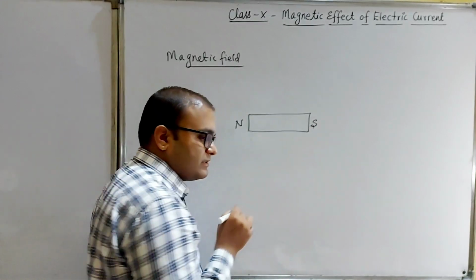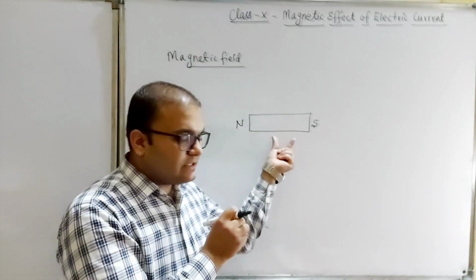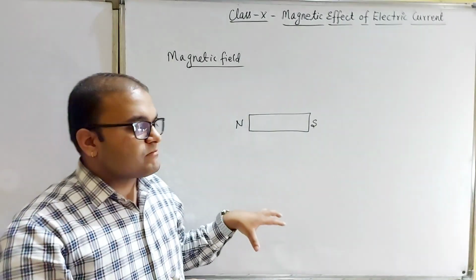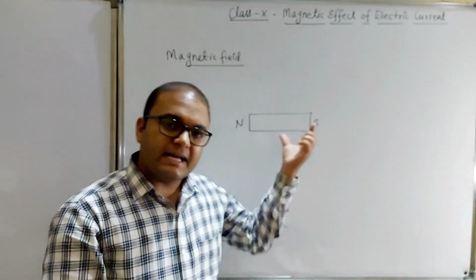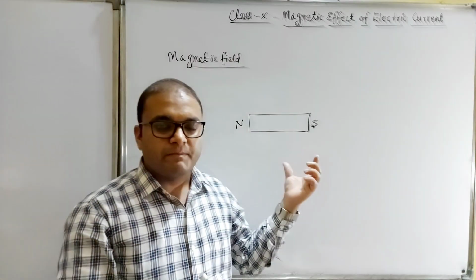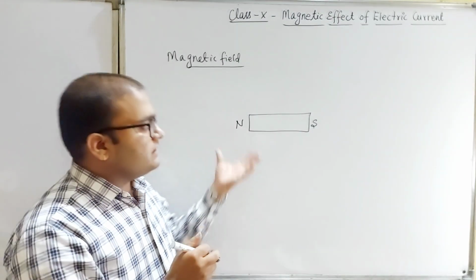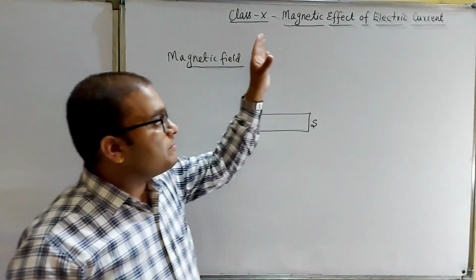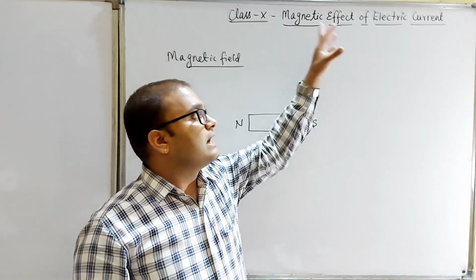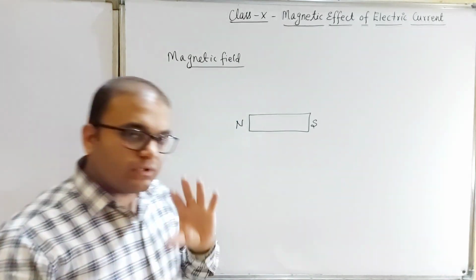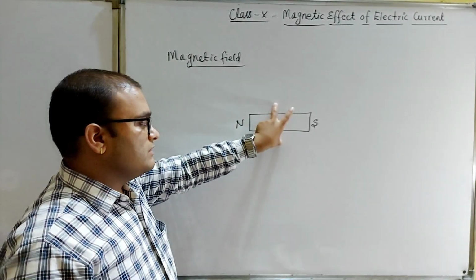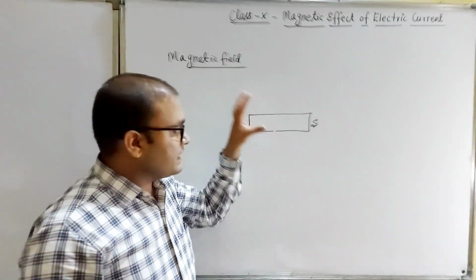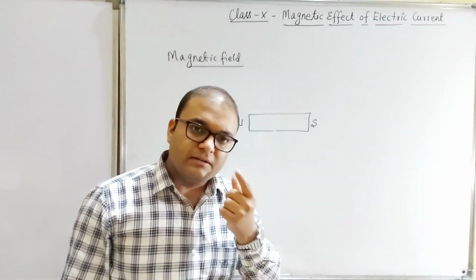First we will study the bar magnet, its magnetic field and the magnetic field lines of the bar magnet and its properties. Then in the next lecture we will discuss how a magnetic field can be created with the help of electric current. So in today's lecture we will discuss the magnetic field and the magnetic field lines of a bar magnet.